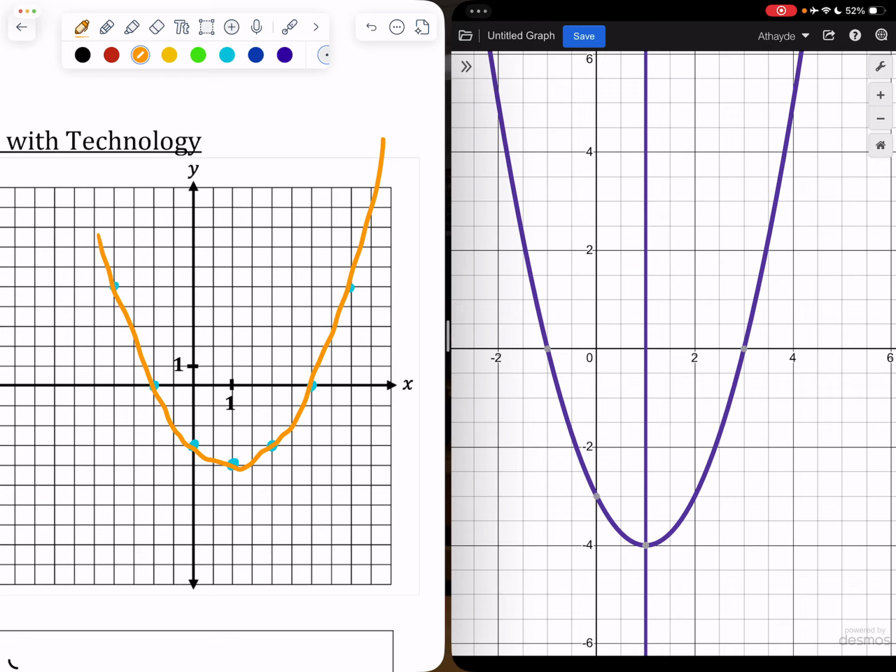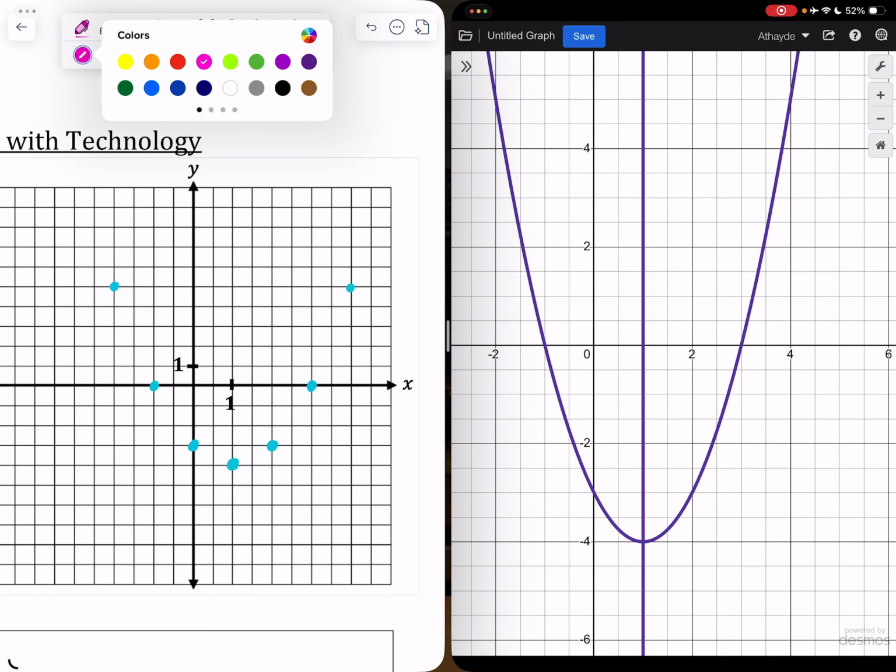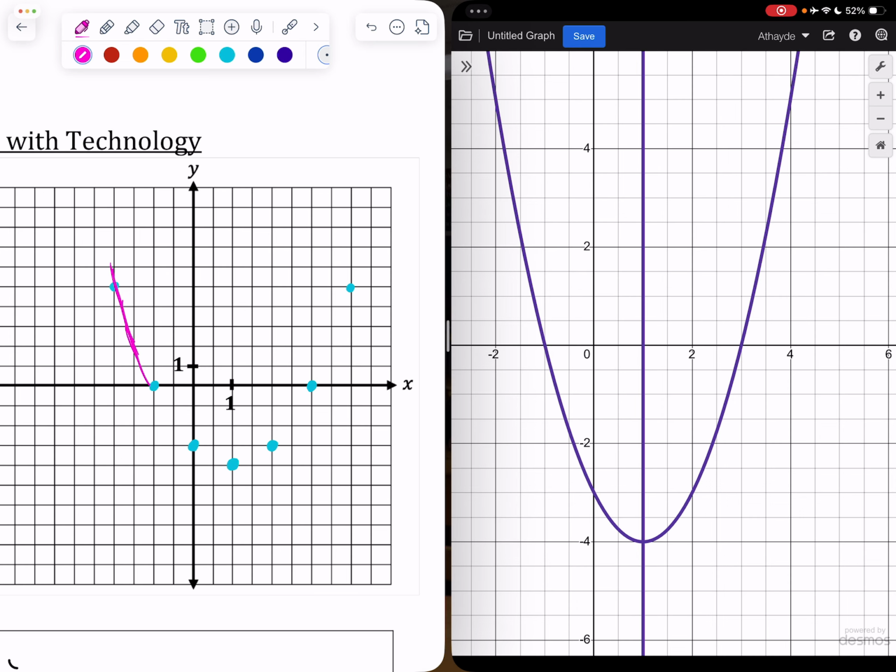So go carefully. I personally recommend using kind of a sketchy line method where I just draw it little bits at a time. I can slowly curve through all my points, flattening out at the vertex, of course, and then continuing on. So I'm not doing it in one swoop. I'm going to be super inaccurate if I try doing this in one swoop.